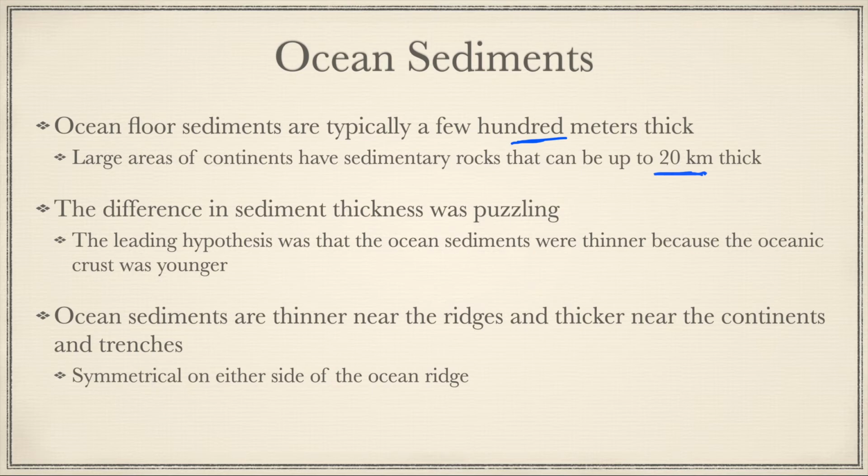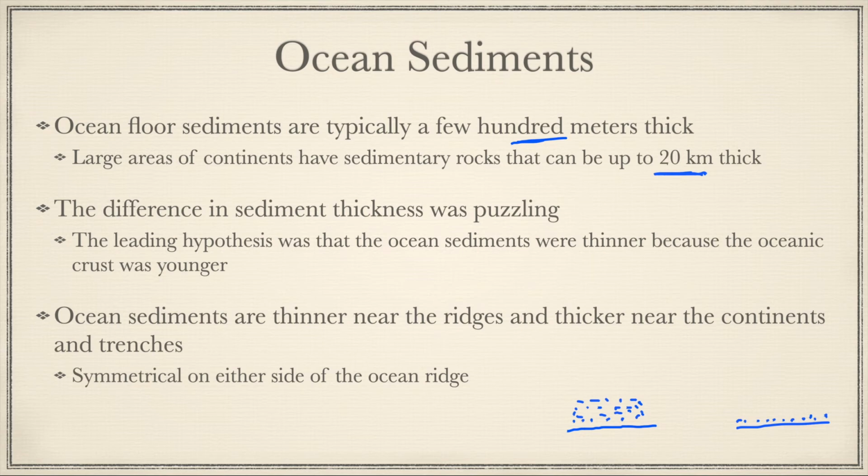So the leading hypothesis was that the ocean sediments were thinner because the oceanic crust was younger. So if you have less time for sediments to deposit, then they're going to be thinner. It's like if you have something that sits still for a long time, you get a big layer of dust on it. If it hasn't been sitting there very long, you won't have as much dust. Okay, so you can kind of tell how long something's been sitting still by the layer of dust on it. Well, same thing with the ocean floor. The ocean floor has less sediment because it's not been there as long.